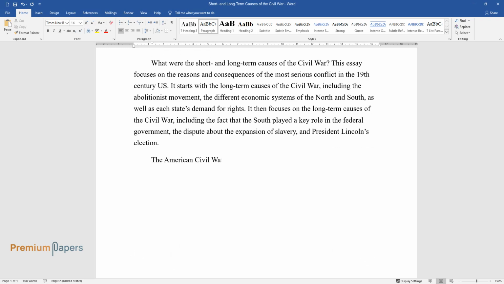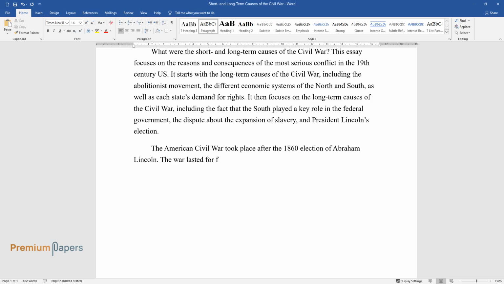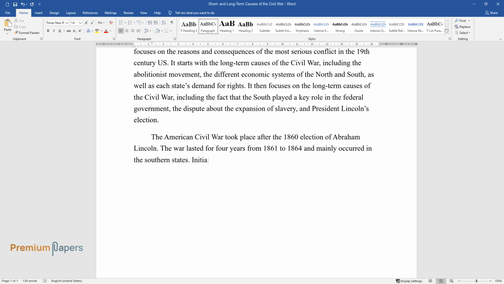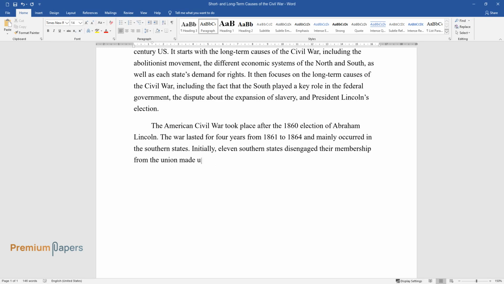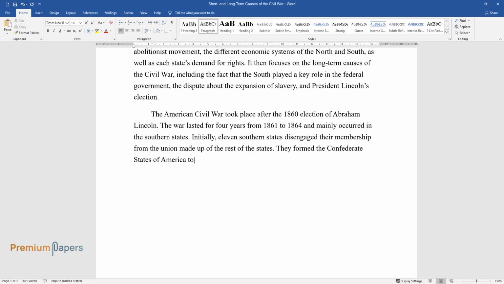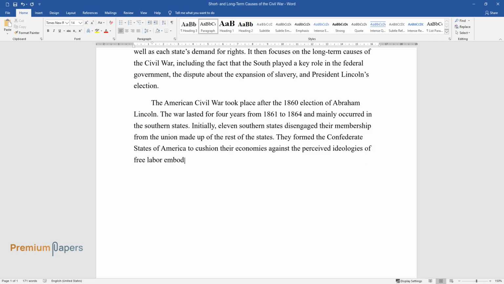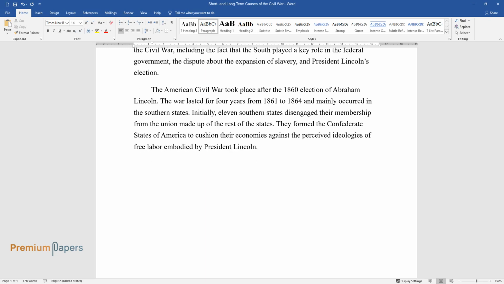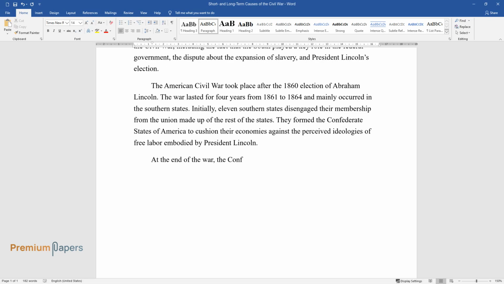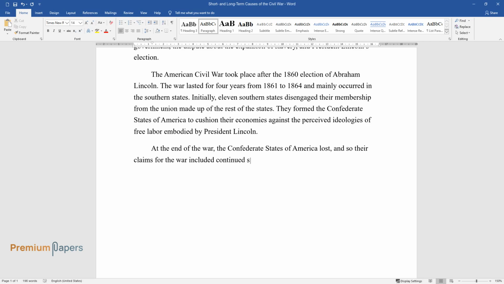The American Civil War took place after the 1860 election of Abraham Lincoln. The war lasted for 4 years from 1861 to 1865 and mainly occurred in the southern states. Initially, 11 southern states disengaged their membership from the Union made up of the rest of the states. They formed the Confederate States of America to cushion their economies against the perceived ideologies of free labor embodied by President Lincoln. At the end of the war, the Confederate States of America lost, and so their claims for the war included continued slavery practice.